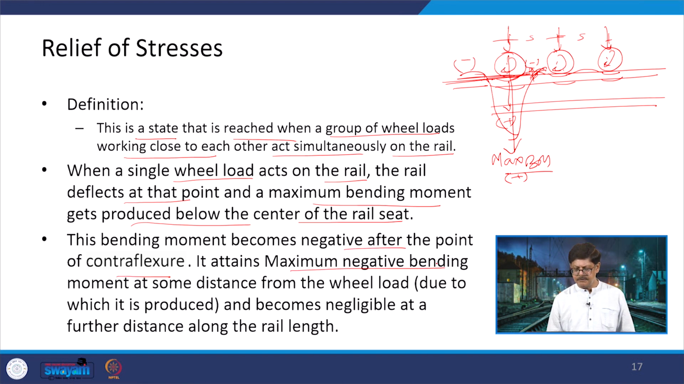It attains a maximum negative bending moment at some distance from the wheel load. So, there is some distance x at which this is going to occur. And this negative bending moment which is produced here becomes negligible at a further distance, because it will subside in this form. So, here this is a maximum value. This is a case of positive and negative bending moment that we are basically talking about here.